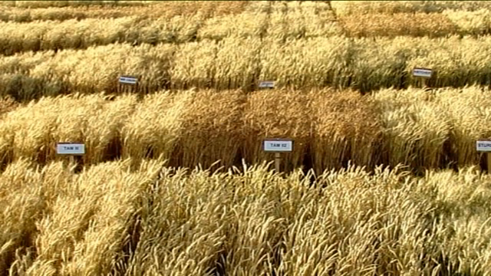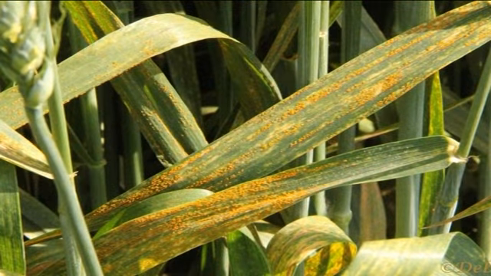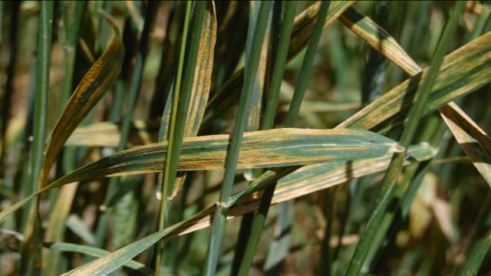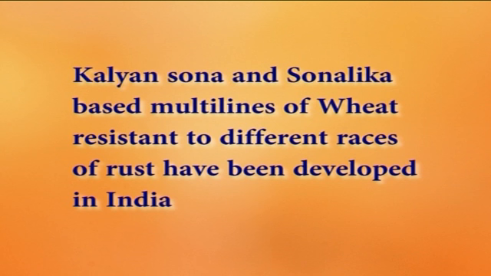The first multiline variety in wheat, that is Miramar 60, was developed and released in Colombia to combat the attack of yellow rust. Miramar 63 and Miramar 65 were resistant to stem rust and stripe rust. Yaqui 50, Crew and Humboldt are a few other wheat multilines. Kalyan Sona and Sonalika based multilines of wheat resistant to different races of rust have been developed in India.